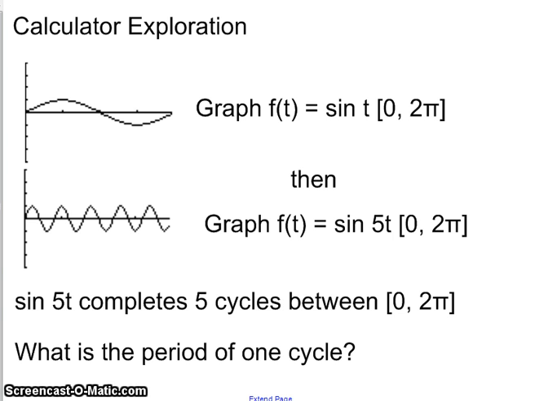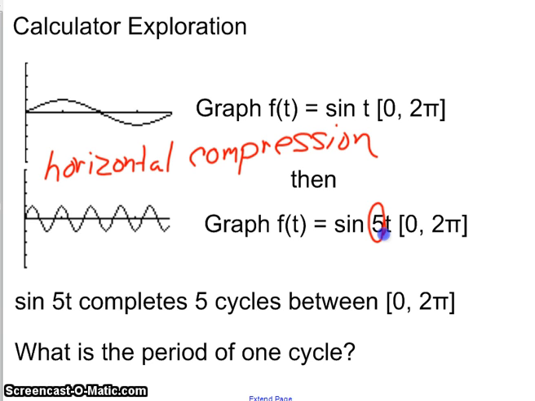Okay, so now when we're multiplying the angle by 5 before we evaluate the sine, we see that over the same period, we now have 5 sinusoidal waves. Okay? Again, this is a compression, a horizontal, let's use that word. This is a horizontal compression of the sine graph.